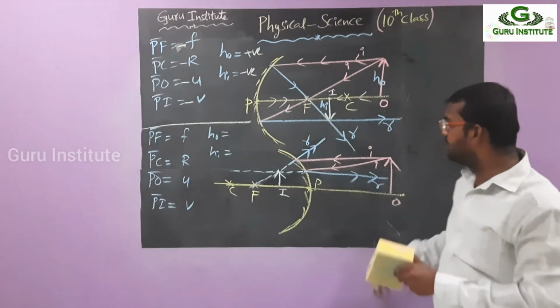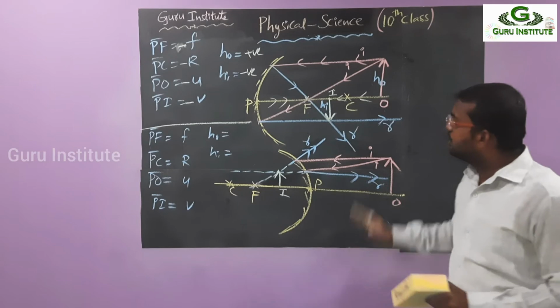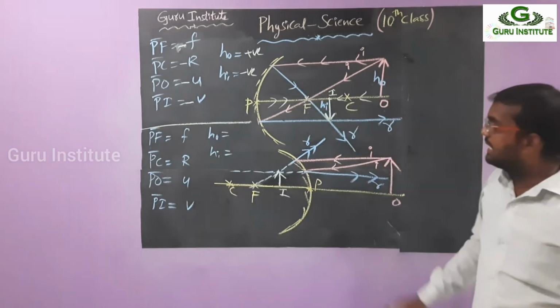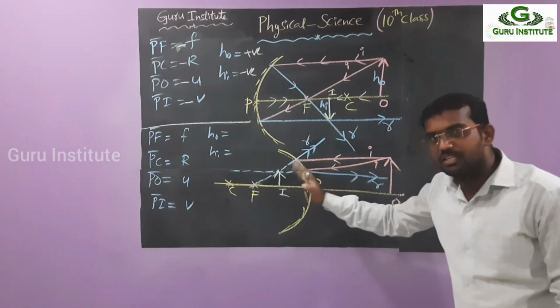I am standing here with respect to the incident ray direction. Here all should be measured from the pole only. The second one is, in the direction of the incident rays, that should be positive.